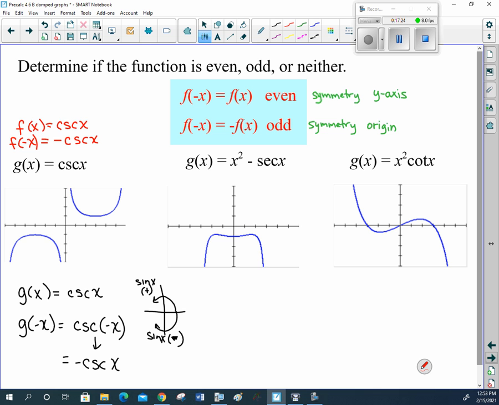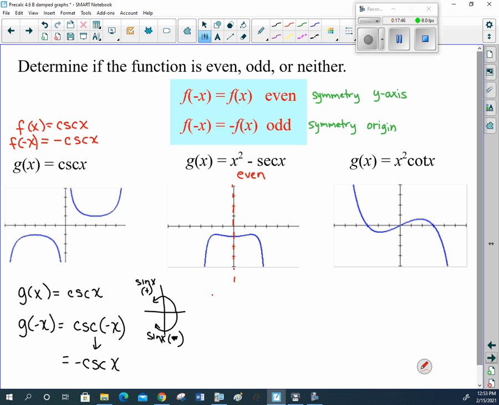Okay, let's look at the middle one. Graphically, it looks like to me this is even. It looks like it has symmetry right here with the y-axis. I could just fold those two pieces right over onto themselves, and that would be symmetrical. So graphically, that looks like it's an even function. Okay, so how would we prove that algebraically?